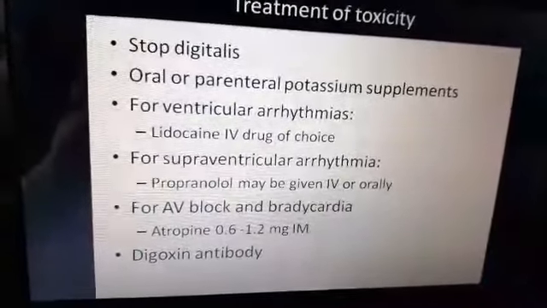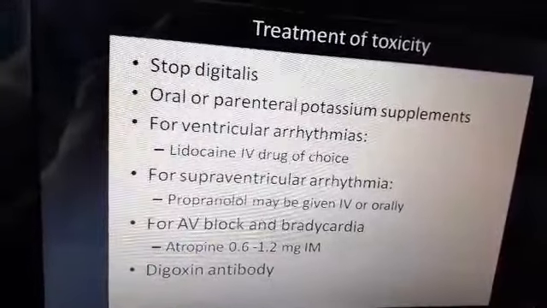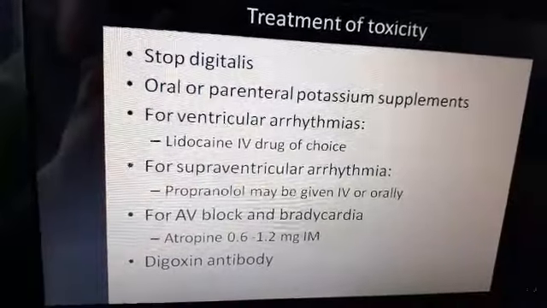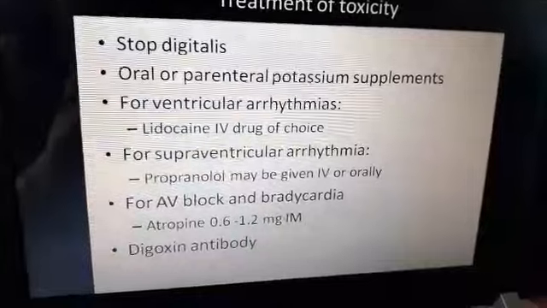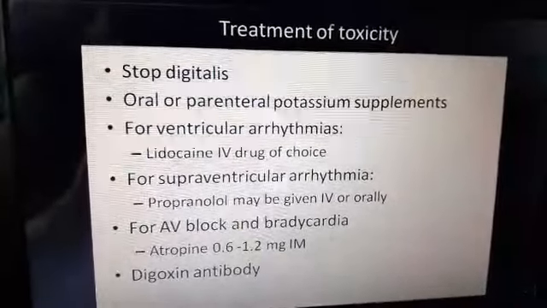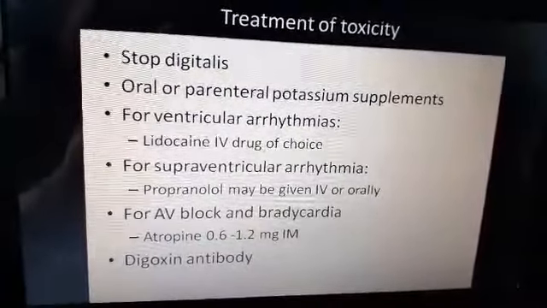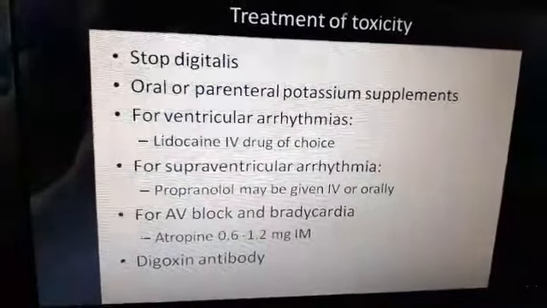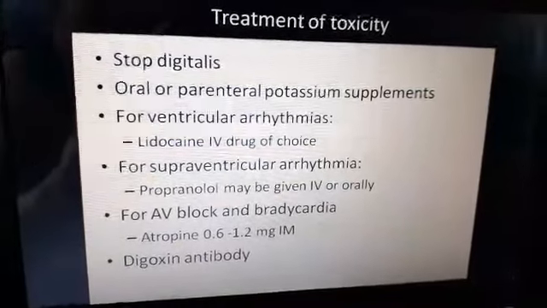So the first treatment is to stop digoxin, then give IV potassium chloride so that the sodium potassium ATPase channel gets less inhibited, and then we can give specific treatment according to the arrhythmia. If ventricular arrhythmia, we can give lignocaine. For supraventricular arrhythmia, propranolol, and for AV block or bradycardia, atropine, the anticholinergic drug we have read, 0.6 to 1.2 milligram. Propranolol is a beta blocker. Lignocaine is an antiarrhythmic drug; it is also a local anesthetic.